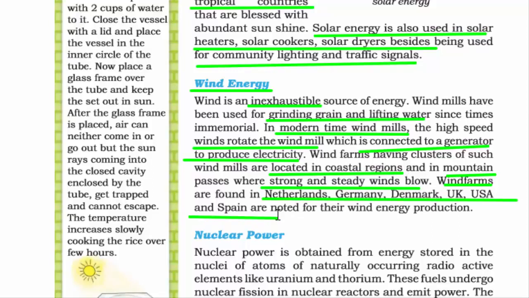These are also developed nations and they have tapped into wind energy quite a lot. India, being a developing nation, is still coming up because wind energy is expensive. Building a windmill is very expensive.